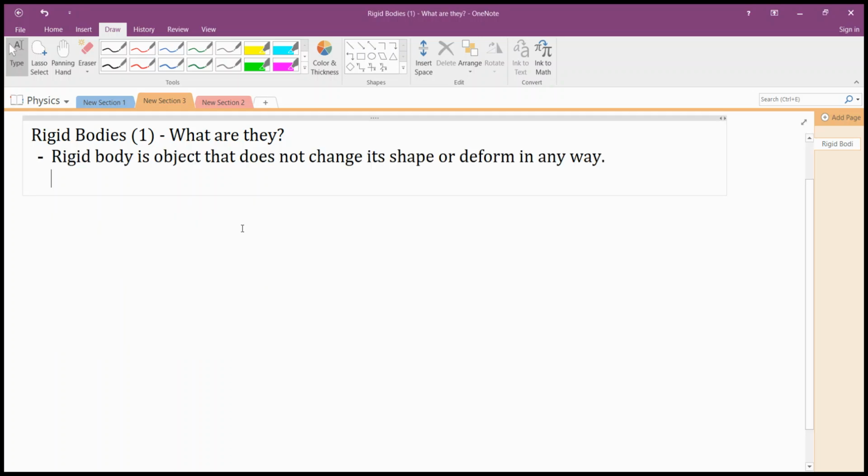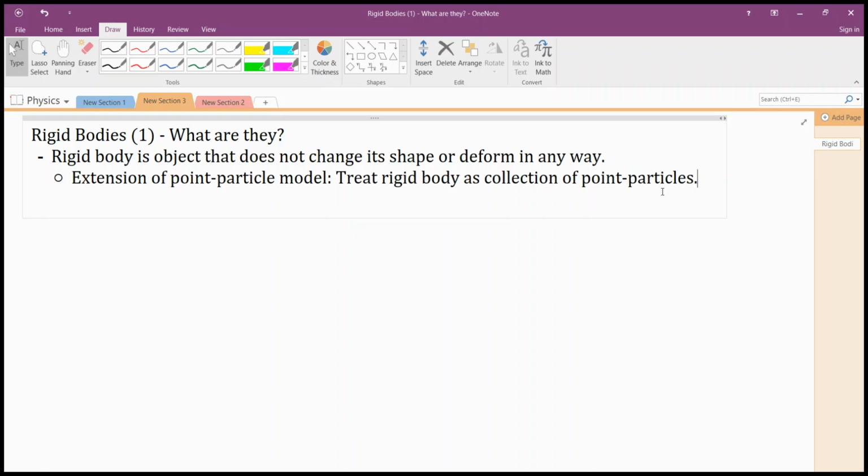So firstly, what is a rigid body? It is an object that does not change its shape or deform in any way as it moves about, whether it is moving translationally or rotating or some combination of both. We can model a rigid body by extending the point particle model that we already know. We treat the rigid body as a collection of point particles.